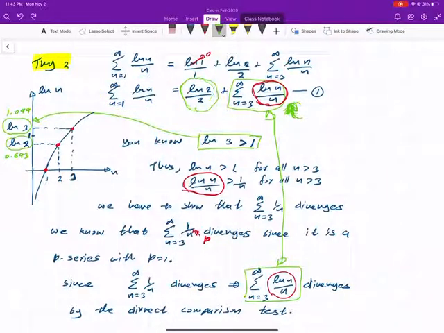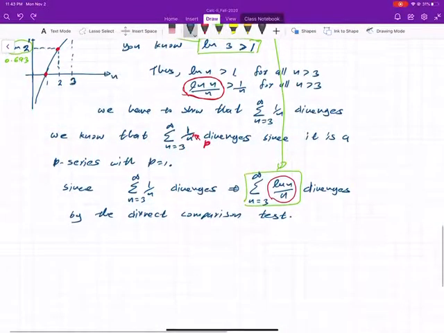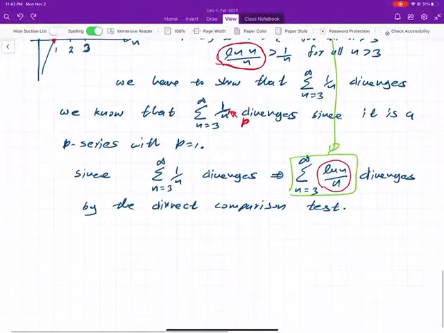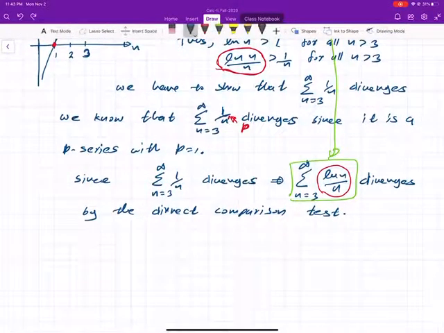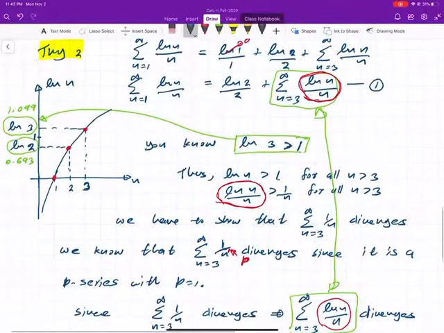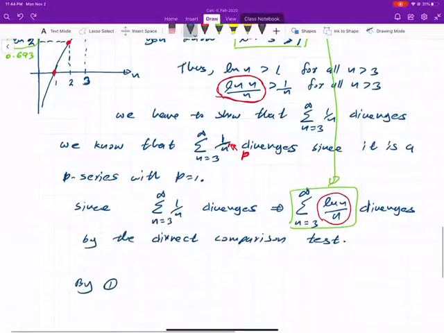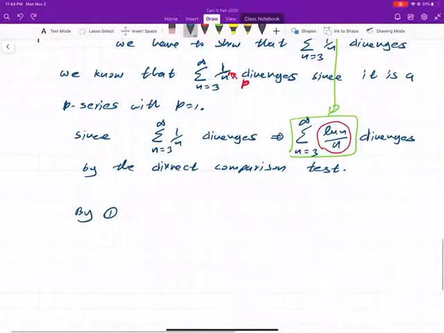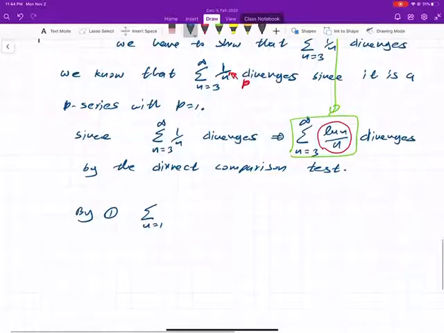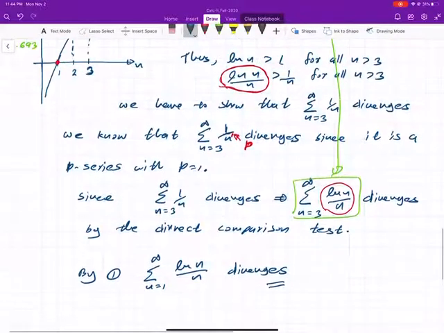Okay, so let me write that. By this equation, we say the sum from n goes from 1 to infinity of ln n over n diverges. Okay, so that is the solution.